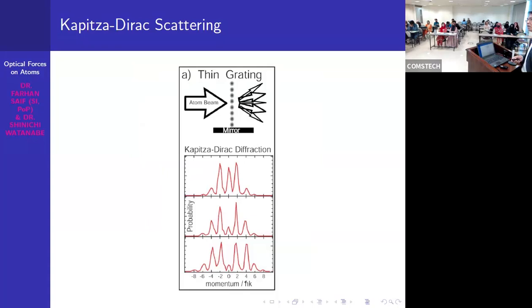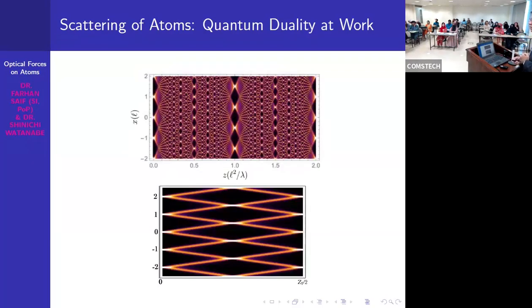Now, if we let these atoms pass through all possible grating elements, then we have something named the Talbot effect. Here we let these atoms pass through all these possible openings or grating elements.